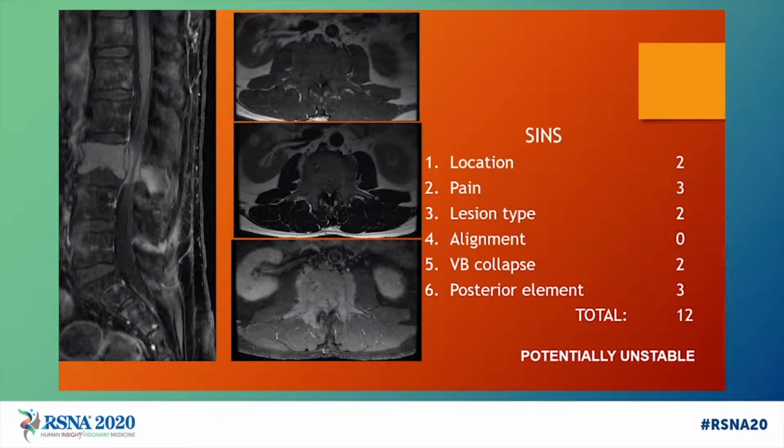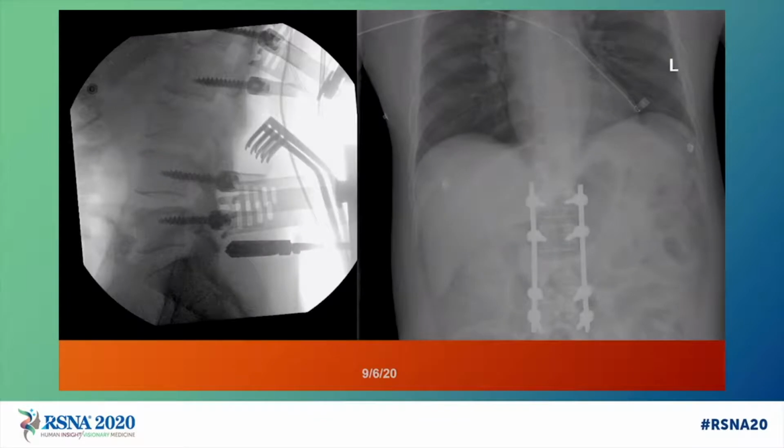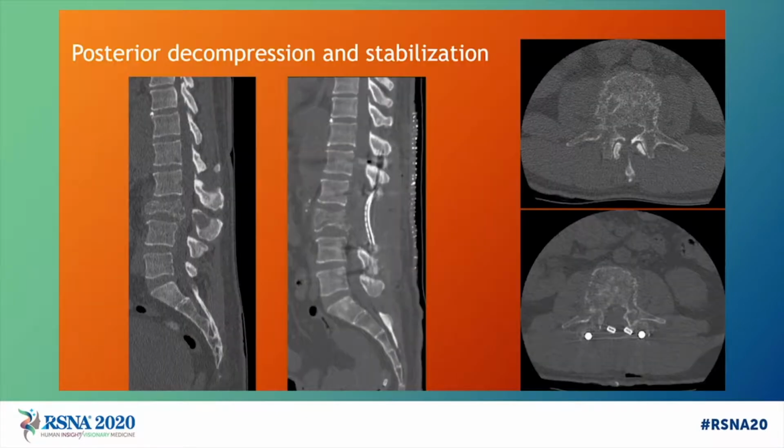And indeed, 3 days later, when brushing his teeth, this patient experienced a pop in his back. Notice that the L3 lesion now is worse. There's greater compression, there's malalignment. The patient was immediately taken to the ER because he developed a cauda equina syndrome, and underwent spinal decompression with posterior stabilization of the lumbar spine. And these sagittal and axial CT images demonstrate the marked decompression of his spinal canal at the L3 level.